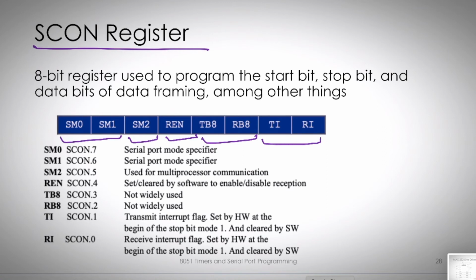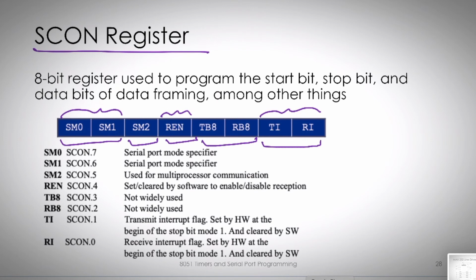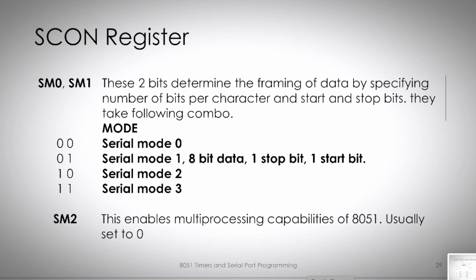We need to basically understand the functionality of SM0 and SM1, the serial mode, and REN as well as TI and RI. That is only what we will be studying in this, because if you see the syllabus, we are studying how to send or receive data, writing a program in C or assembly. Anyway, I will explain this one by one: the serial mode, REN and TI, RI.